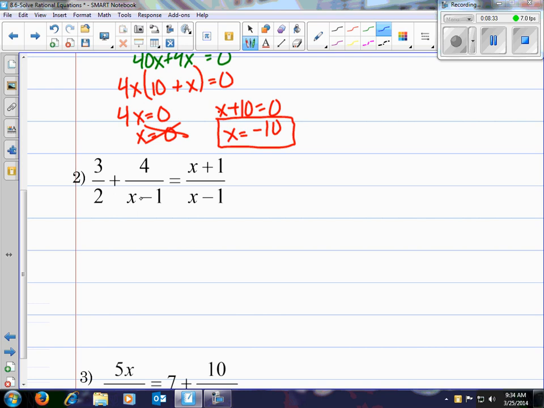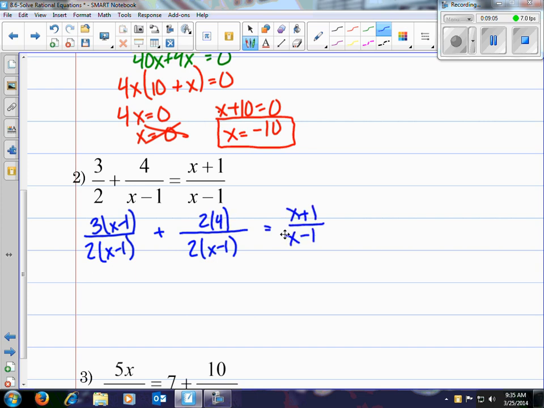We have to find a common denominator, and since neither of these break down, again, I'm just going to make my common denominator 2 times x plus 1, or x minus 1. And I have plus 2 times x minus 1, like this. And what's missing from here is an x minus 1, so I have 3 times x minus 1 on top. And what's missing from this one is a 2, so I have 2 times 4 on the top here, is equal to x plus 1 over x minus 1.